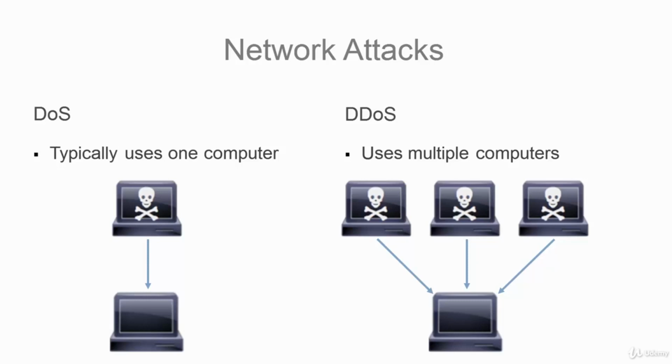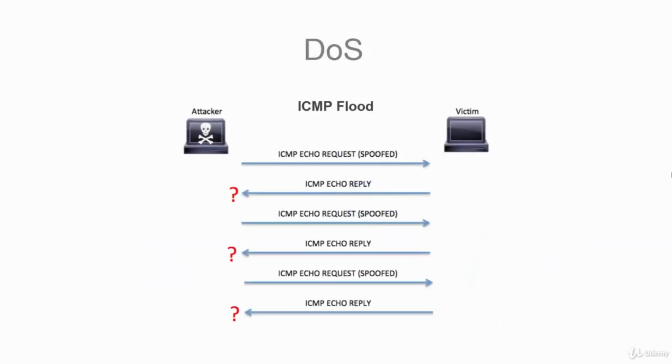Let's take a look at some of the types of denial of service attacks. ICMP floods can be used by simply sending a large number of ping requests to the target with a spoofed source address. These can be prevented by blocking unnecessary ICMP traffic on firewalls.